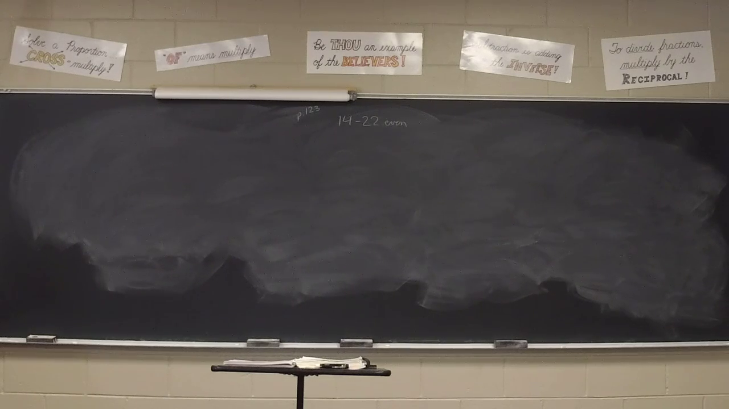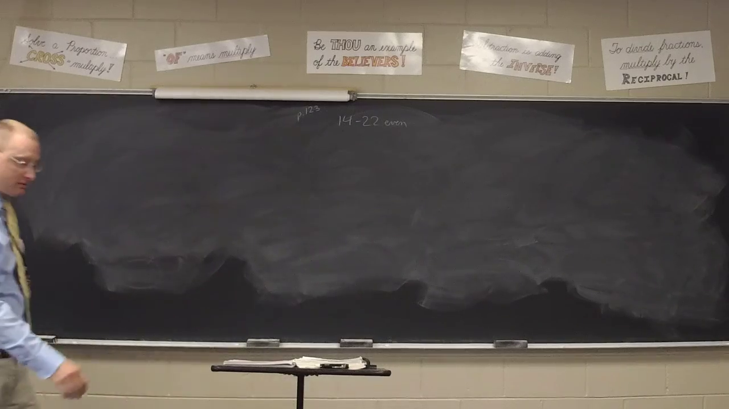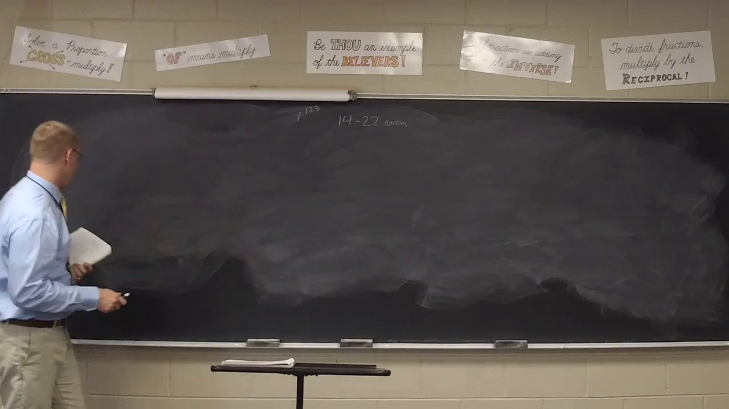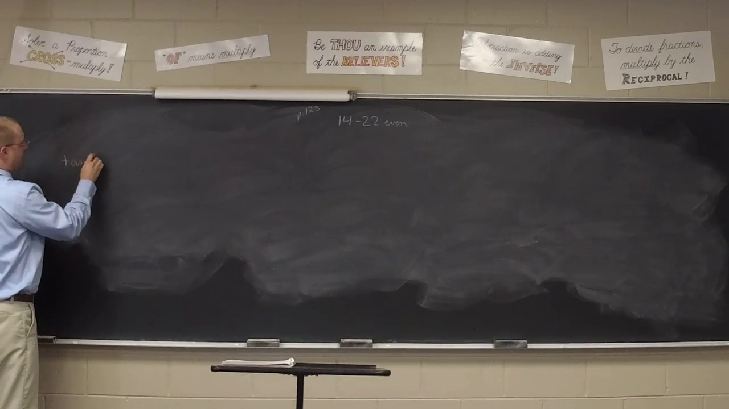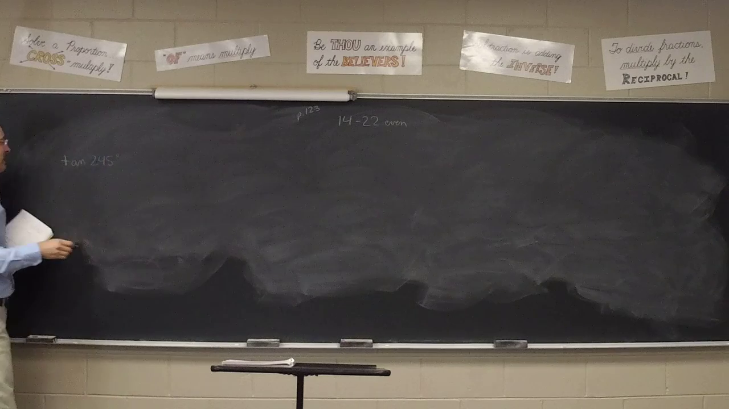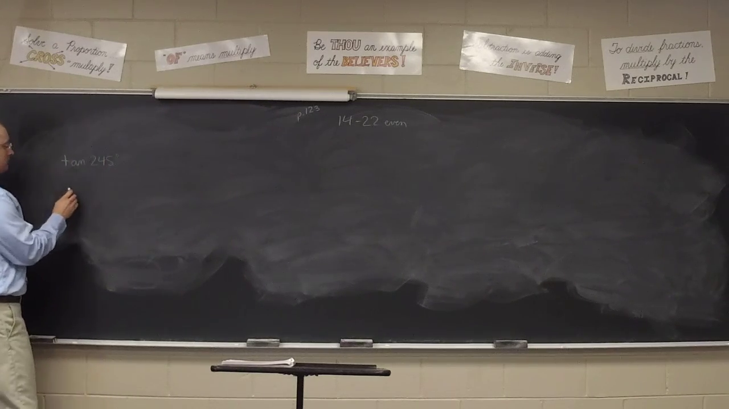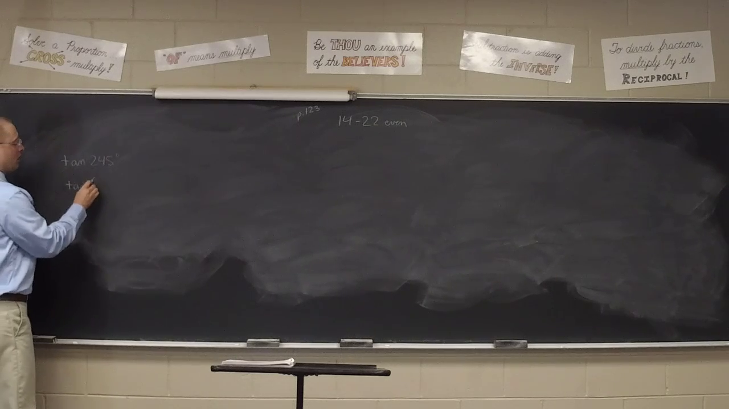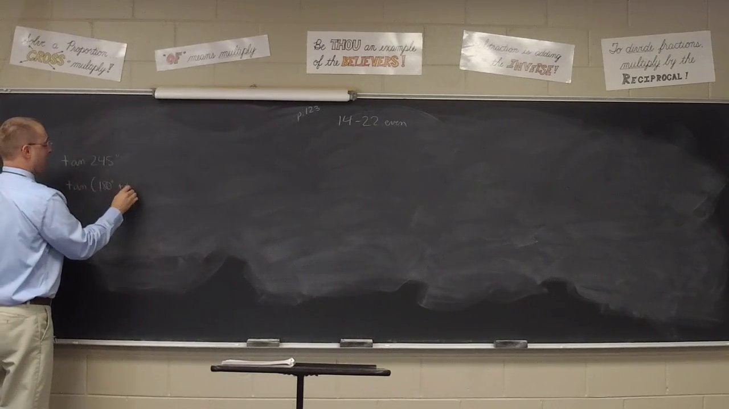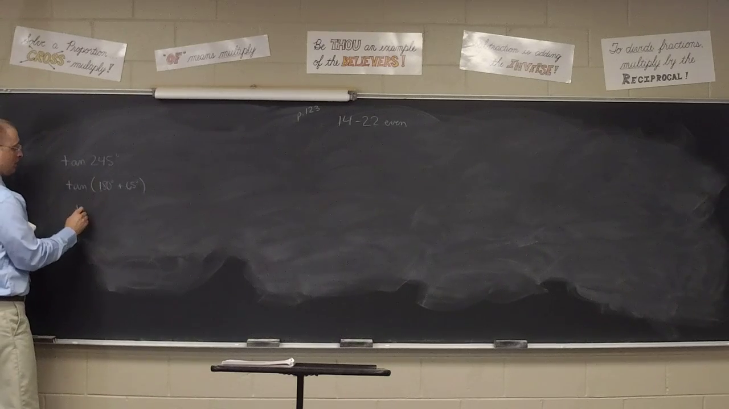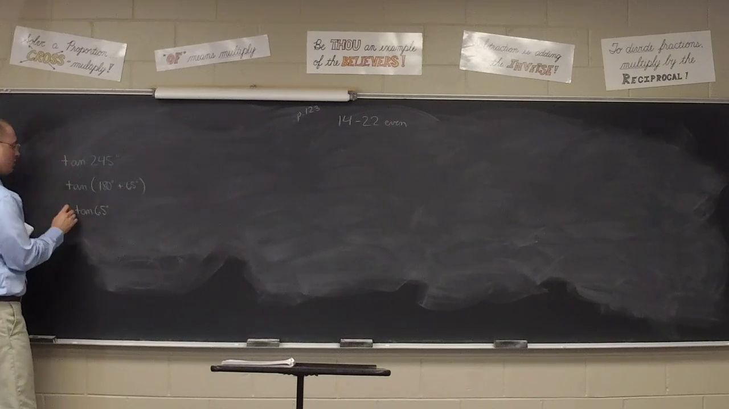Is that my quiz? It is. All right, let's go. Number 14. We need to rewrite tangent of 245 in such a way as to rewrite as the same function of a positive acute angle. Tangent 180 plus 65. Good. Start with the quadrantal 180. You have to add 65 to equal 245, so it becomes tangent 65. Positive or negative? Positive, because it's in quadrant 3.